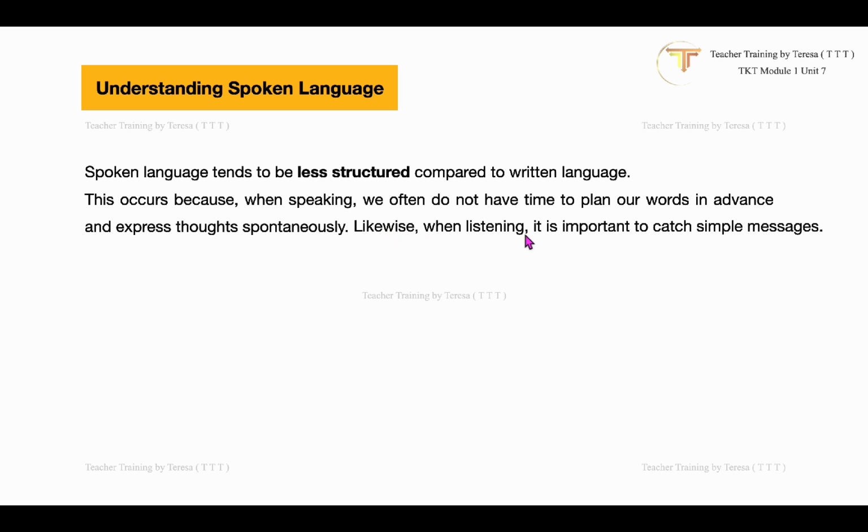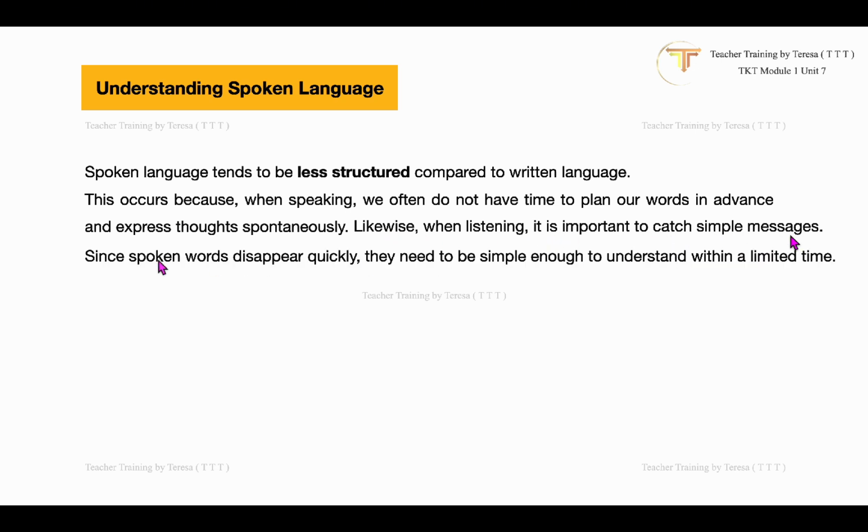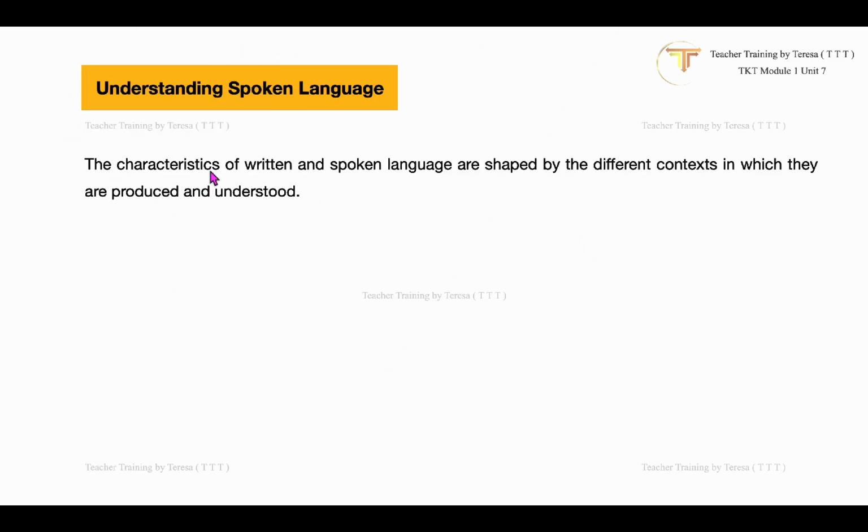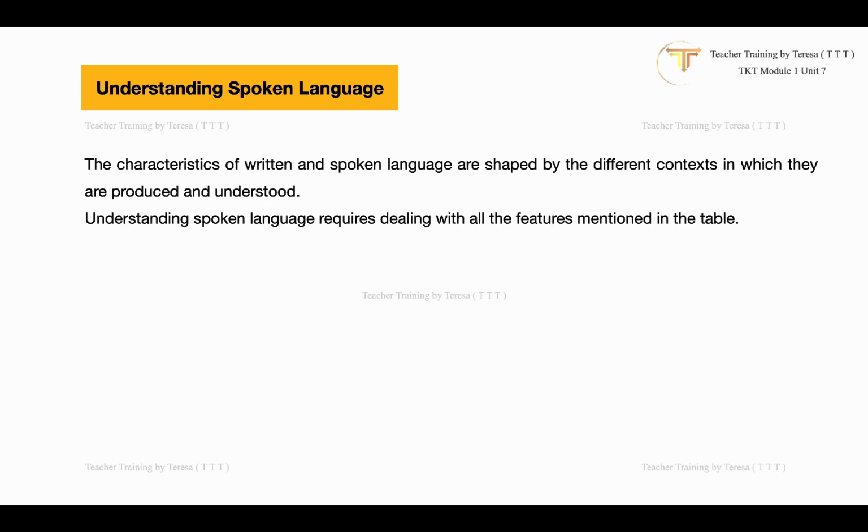Likewise, when listening, it is important to catch simple messages. Since spoken words disappear quickly, they need to be simple enough to understand within a limited time. The characteristics of written and spoken language are shaped by the different contexts in which they are produced and understood. Understanding spoken language requires dealing with all the features mentioned in the table.